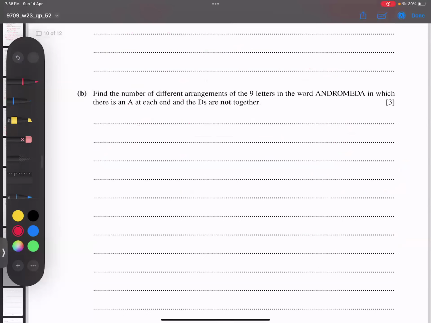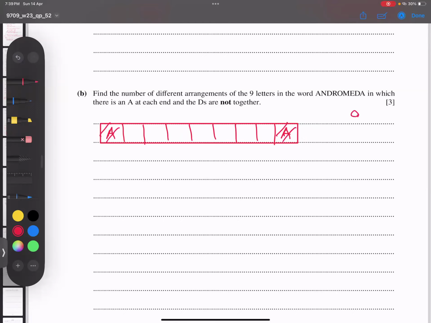Find number of different arrangements of the word Andromeda with an A at each end. It means both A should appear at each end and D's not together. So, I will do this in a different way. 1, 2, 3, 4, 5, 6, 7, 8 lines and 9 boxes. So I deal first of all A starting, A ending. Okay. So I block them. They will not move.